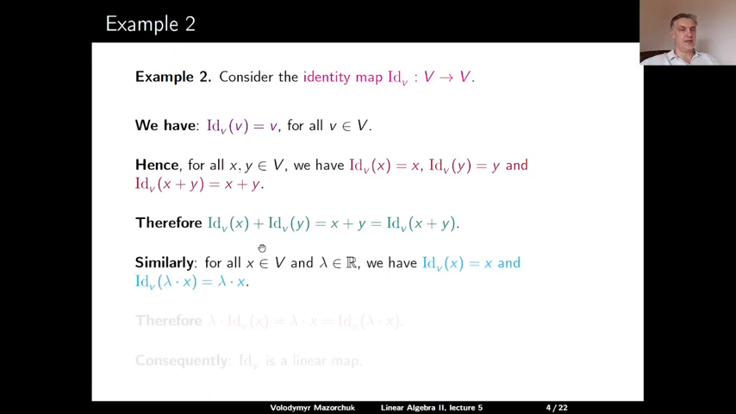Similarly, for any element x in V and for any real number lambda, the image of x under the identity is x, and the image of lambda dot x under the identity is lambda dot x. Therefore, lambda times the image of x is lambda x, and this is the image of lambda x. So the second condition is also satisfied, and this means that the identity map is a linear map.